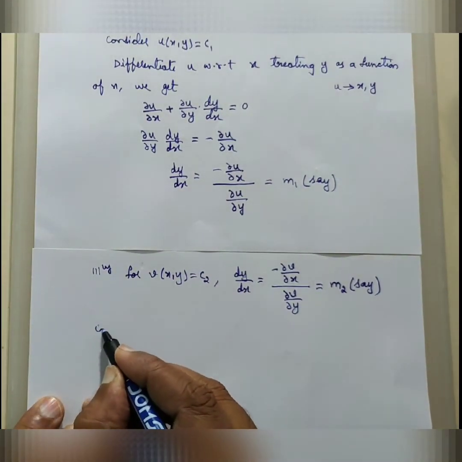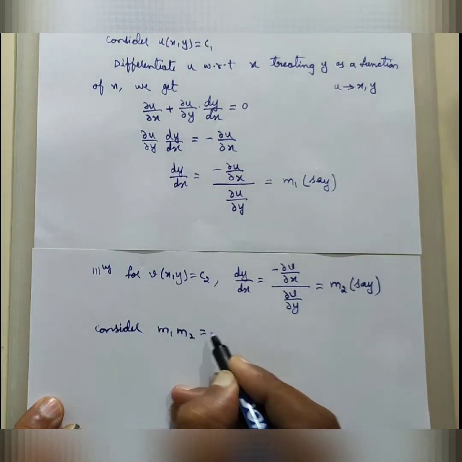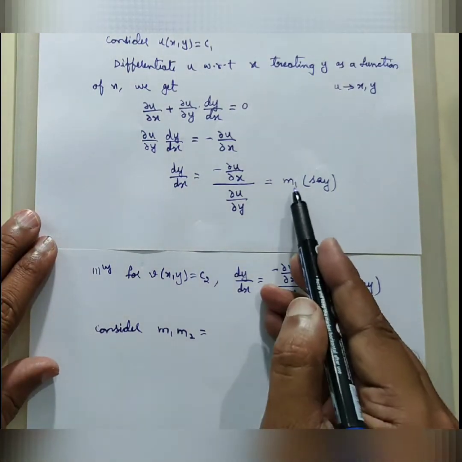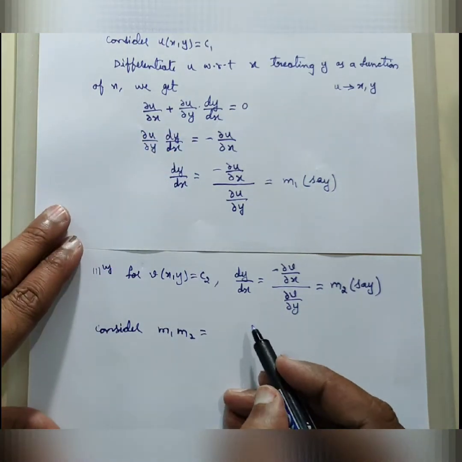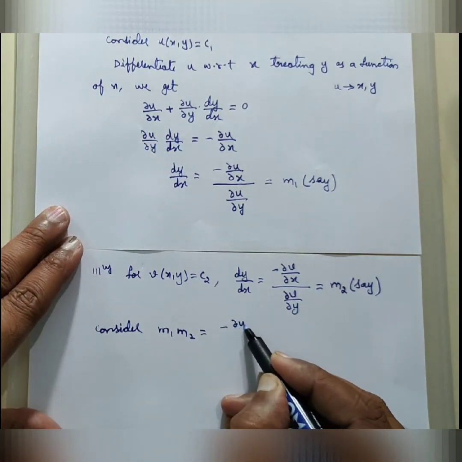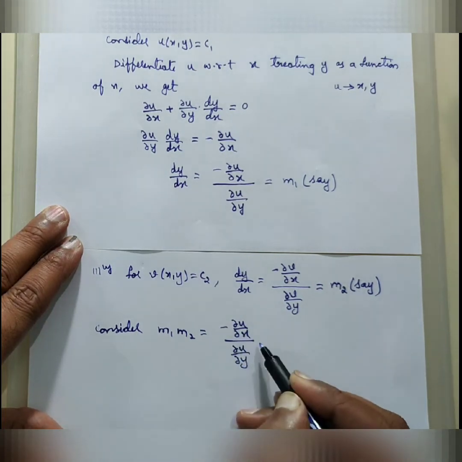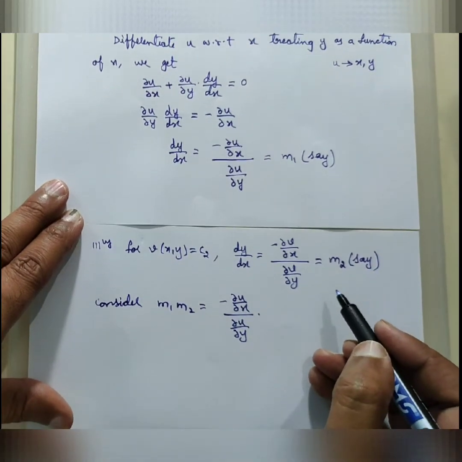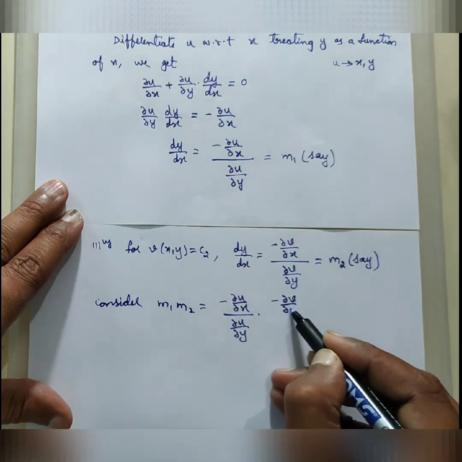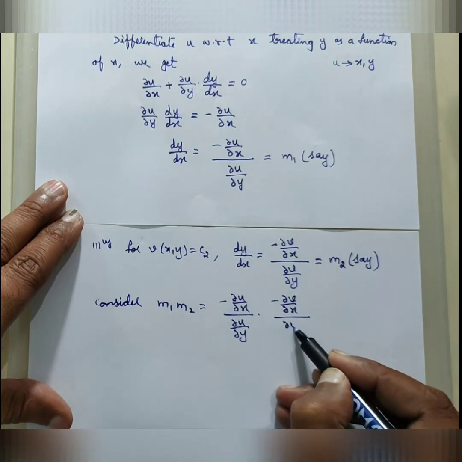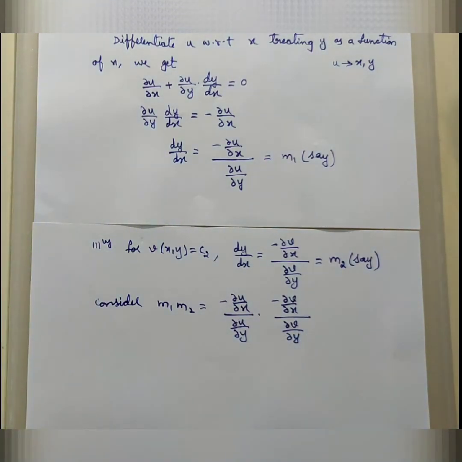So therefore consider m1 m2. Let us write down the m1 value. M1 value is minus dou u by dou x whole divided by dou u by dou y. Then the m2 value is minus dou v by dou x whole divided by dou v by dou y. So I have written both the values.